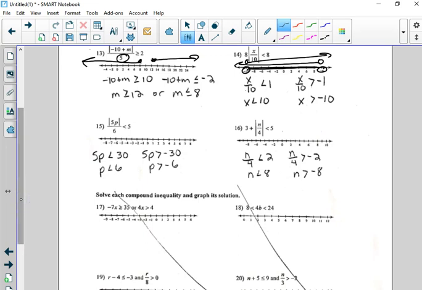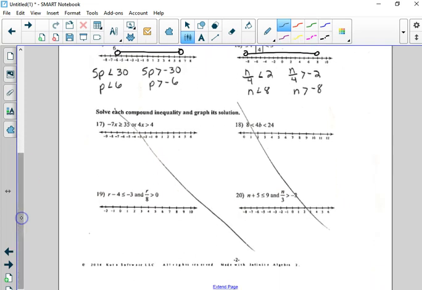Number 15, less than 6 and greater than negative 6. Well, you can see kind of similar to the last one. It's going to be in between those two with open dots. And same thing with this one, from negative 8 to positive 8, open dot. Skipping 17 through 20.